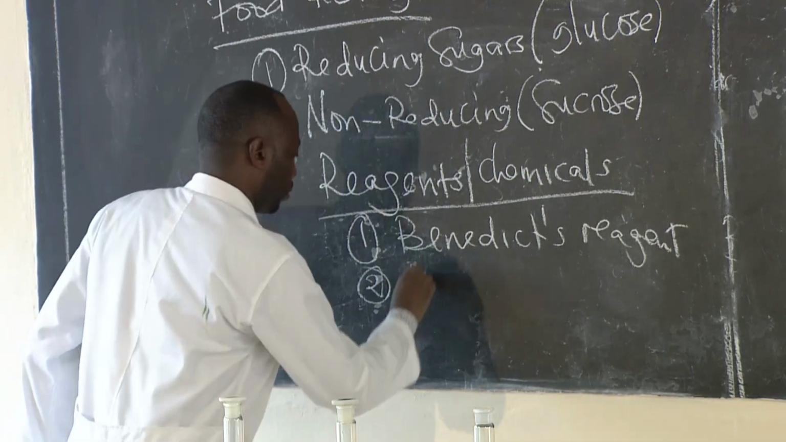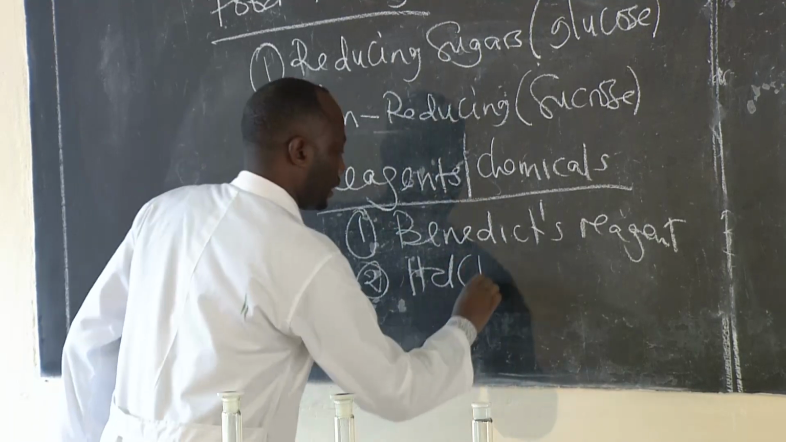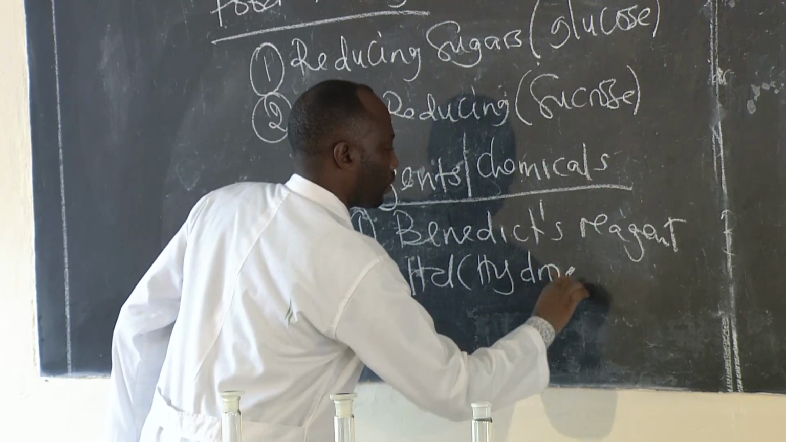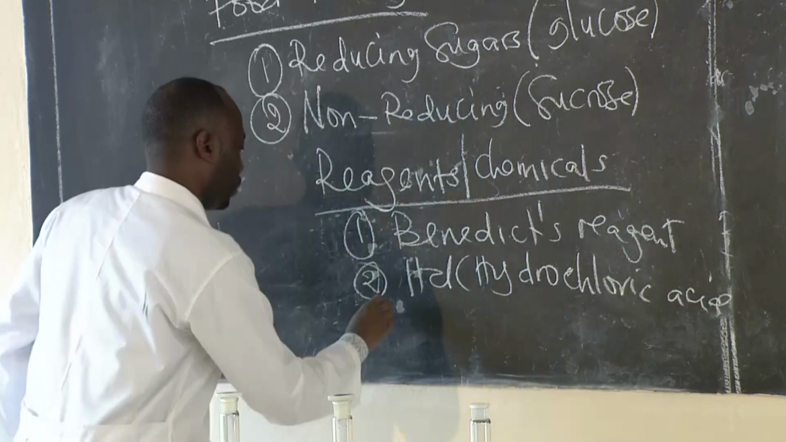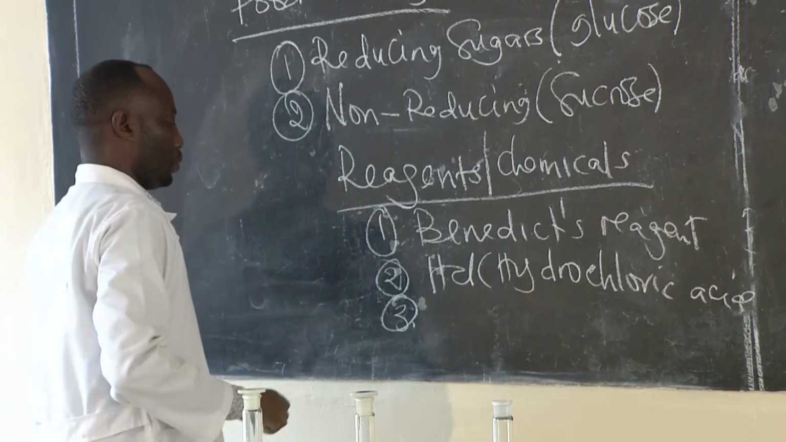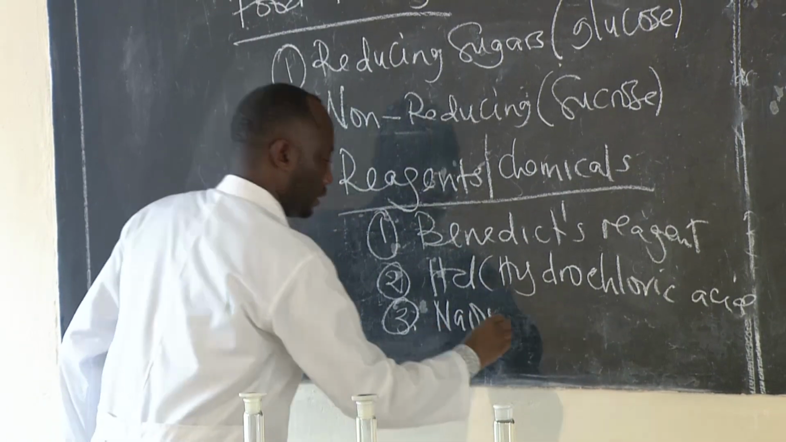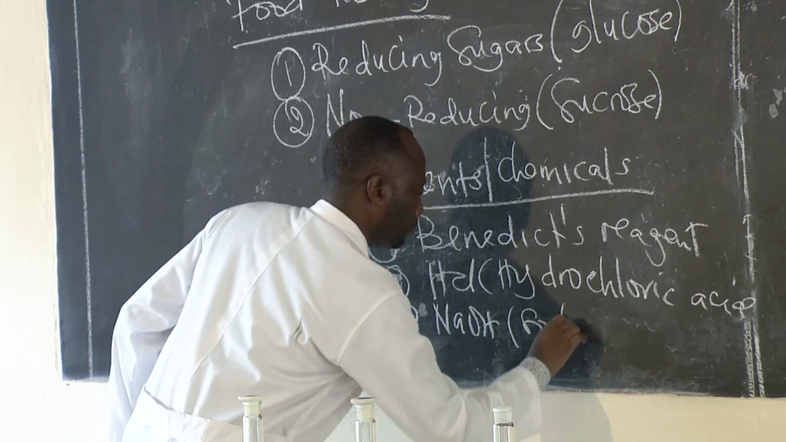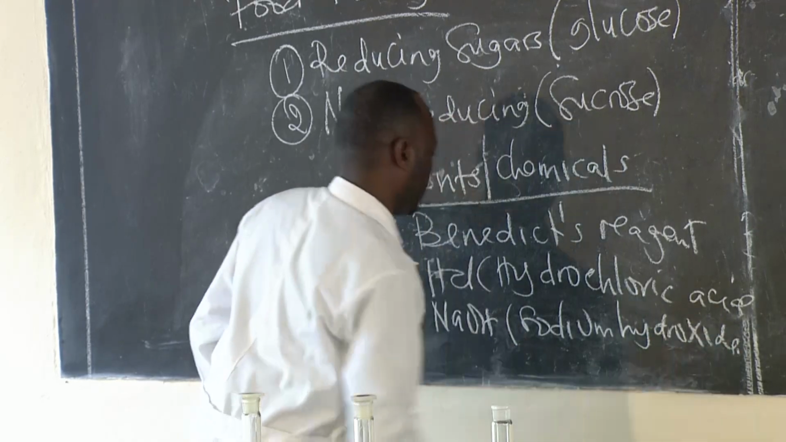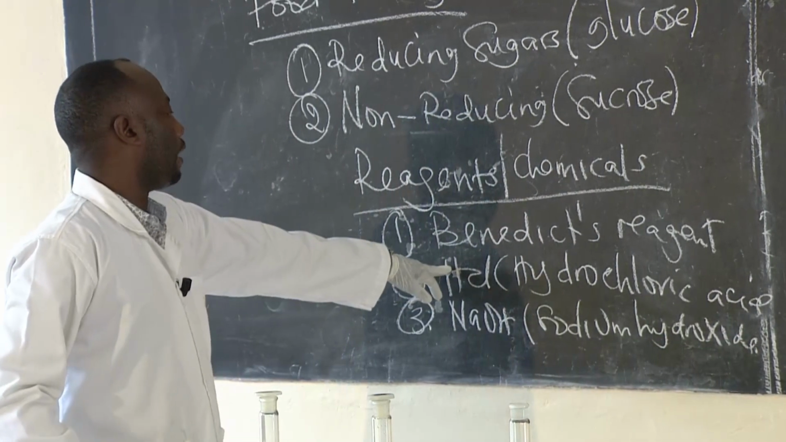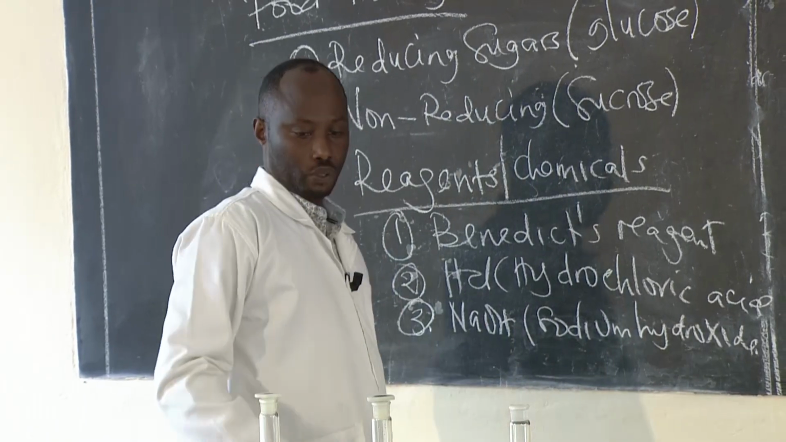Number 2, I will use hydrochloric acid. That is the symbol of hydrochloric acid. I will also use number 3, sodium hydroxide. You know the reason why I have to use hydrochloric acid and sodium hydroxide. I will explain it in the process.